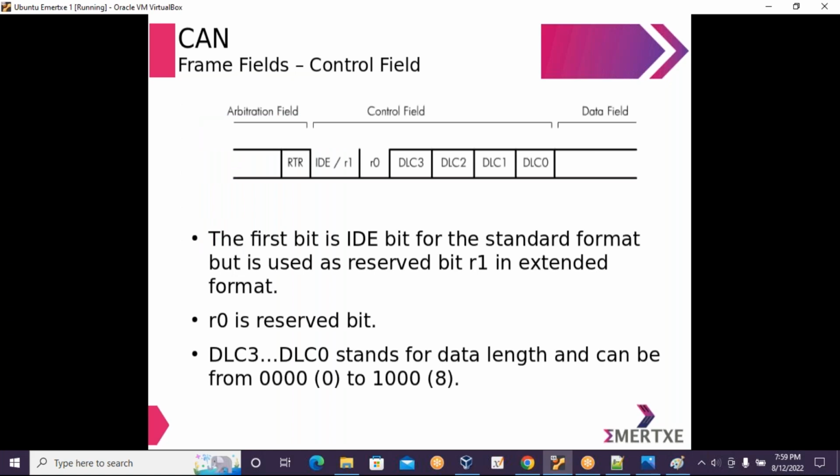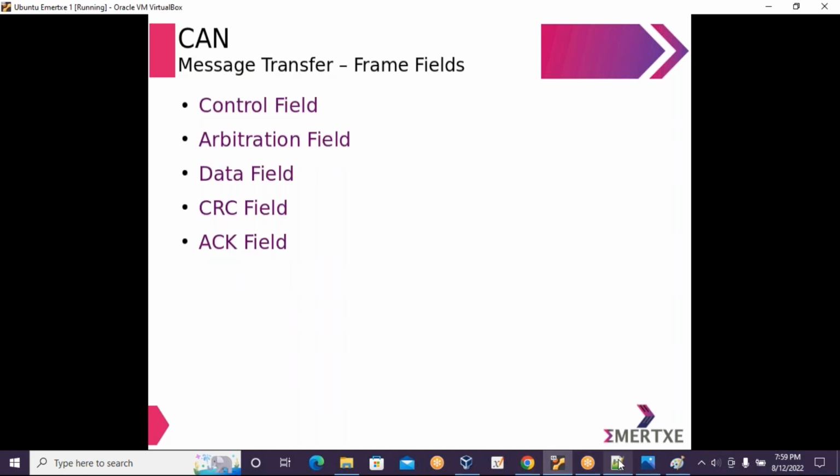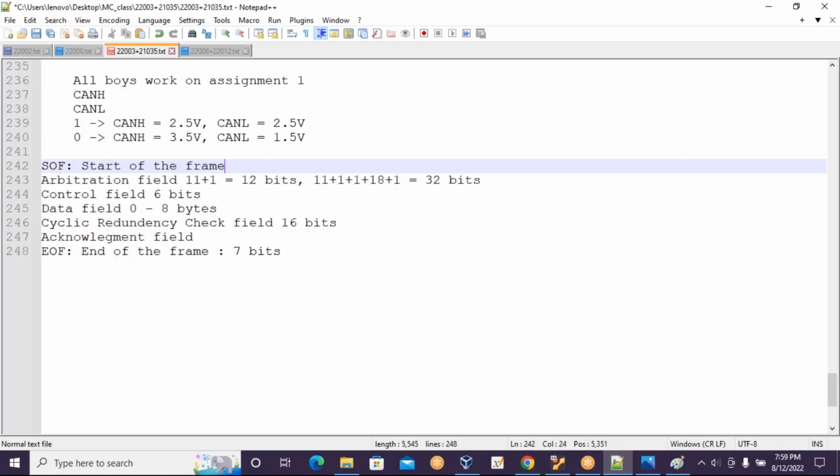Before we start, we'll go according to what I have made a note here. So first is the start of the frame field. This is generally of 1 bit, which is a low bit. Low bit means it is 0. Start of the frame is just 1 bit, which is 0.